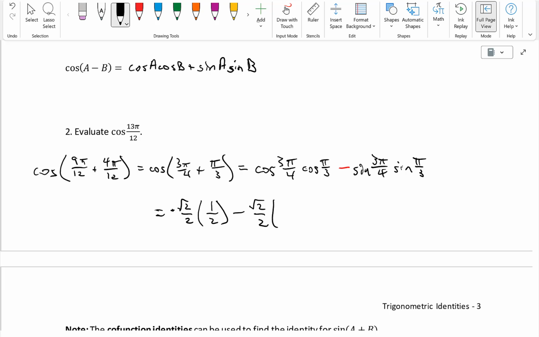Times, for pi over 3, we get that root 3 over 2, since cosine was the 1/2. We can multiply those out and then simplify a little bit if we can. We get a minus the square root of 2 over 4 minus square root of 6 over 4. And usually we'll put those together as a single fraction. So minus root 2 minus root 6 all over 4. So that would be our exact value for cosine of 13 pi over 12.